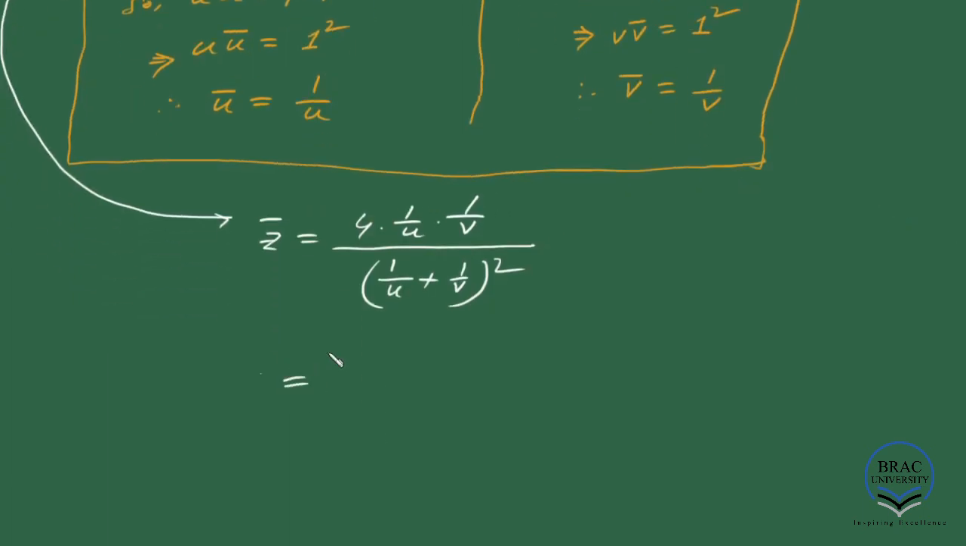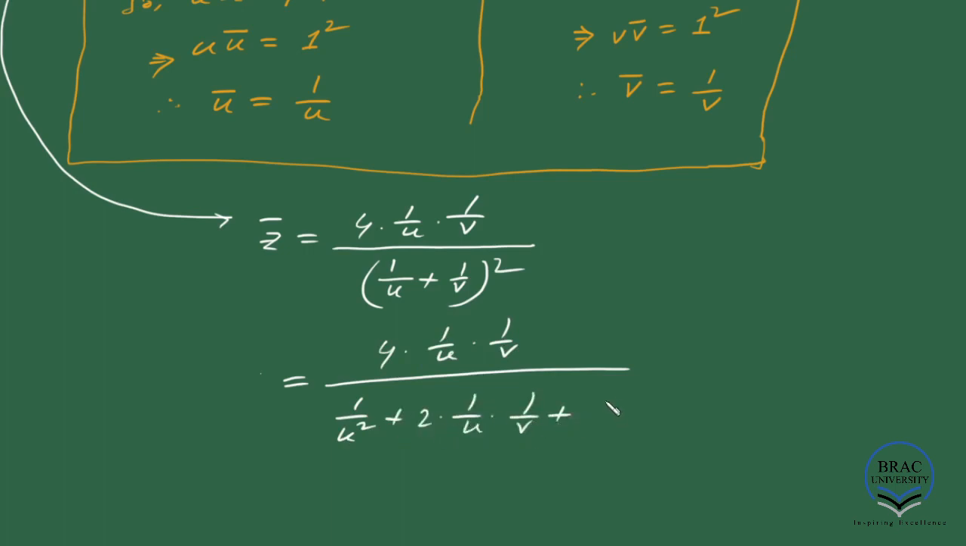Now we can break this thing down. We can break down the denominator. The numerator stays the same. So in the denominator, we can write 1 over u whole squared plus 2 times 1 over u times 1 over v plus 1 over v whole squared. This is by the a plus b whole squared formula.